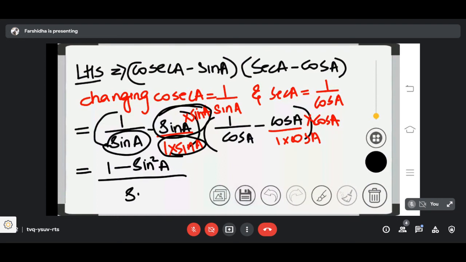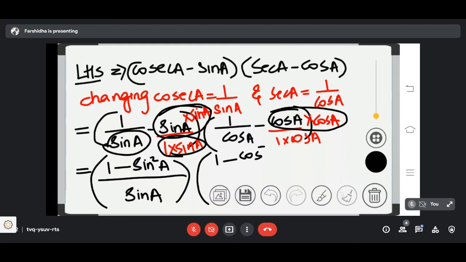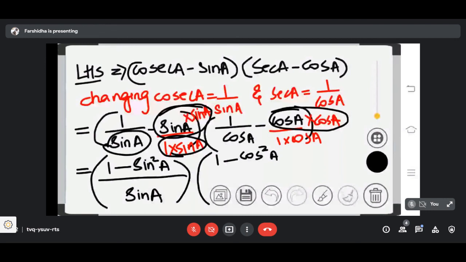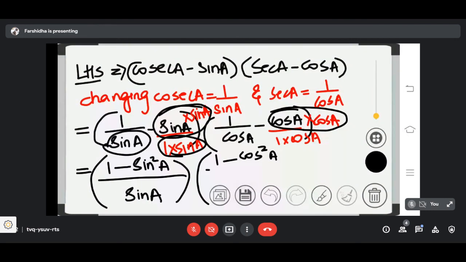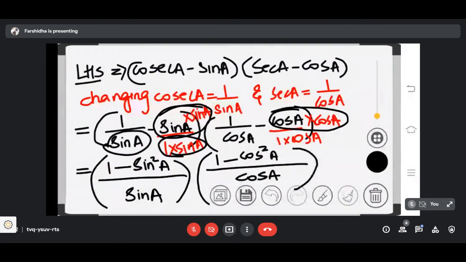So I can write 1 sin A here. Next one, 1 minus cos A into cos A will be cos square A divided by common denominator cos A. So I got 1 minus sin square A by sin A into 1 minus cos square A by cos A.